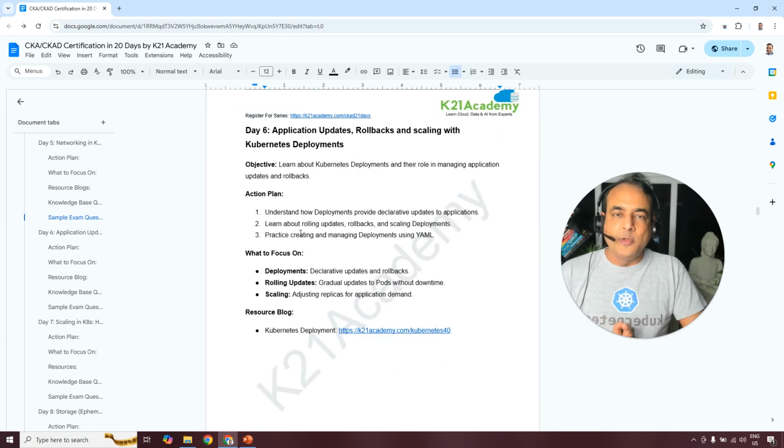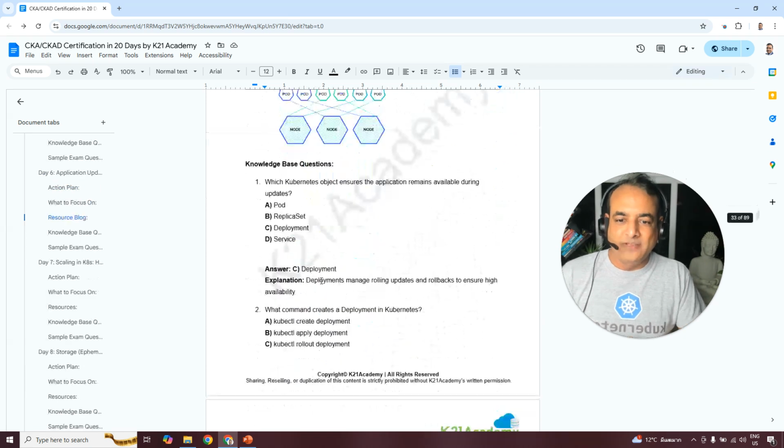Then day 6 is going to be all about updates to the application that you've deployed earlier. How do you update them, rolling forward, rolling backward, and how do you scale a Kubernetes deployment? We'll talk about that on day 6.